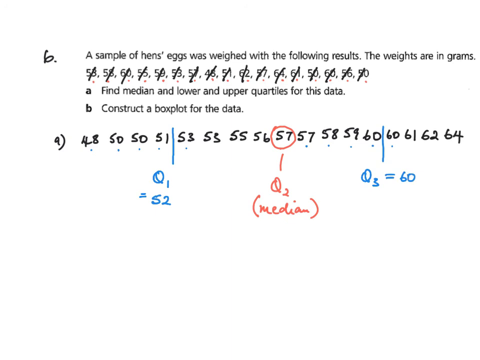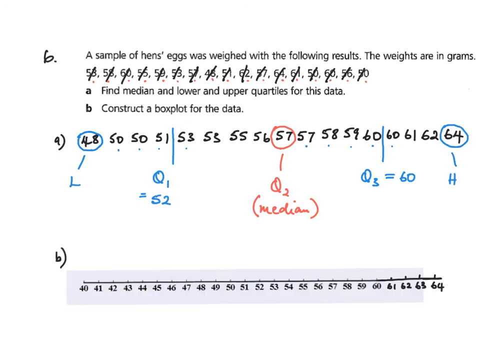Now, so far so good then. We also need the lowest number of the data and the highest if we're to construct the box plot.